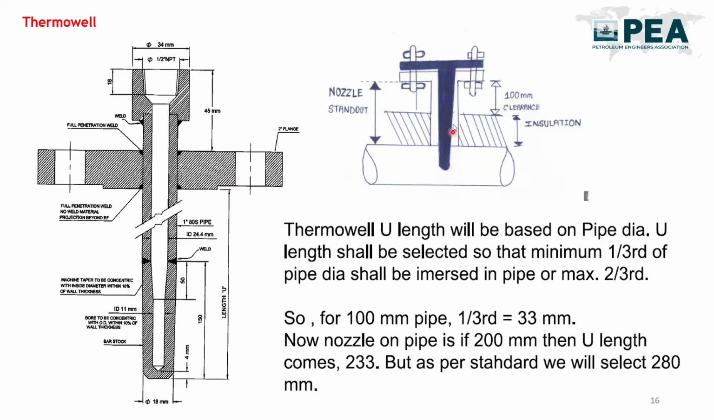In other words, you can say that the U length is your nozzle length. This is your nozzle in which the thermowell will be inserted. On the pipe there is a nozzle, and inside the nozzle the thermowell will be inserted. So this U length is the nozzle length plus the insertion length or immersion length. Some people say immersion length, some people say insertion length. Immersion is the proper way. Immersion length means the part of the thermowell which is immersed, deep inside the pipe. So this length plus the nozzle length is the U length of the thermowell.